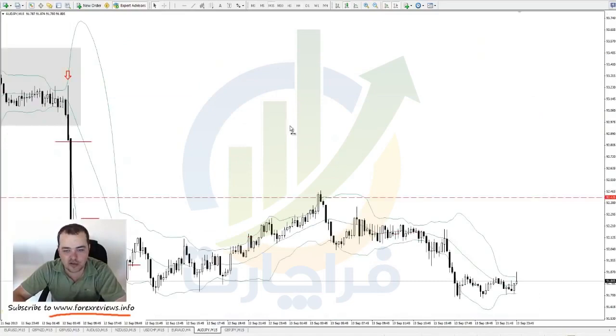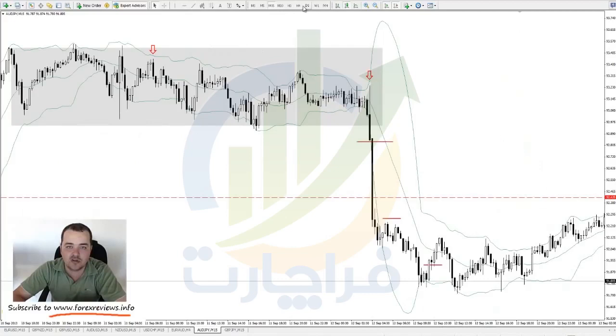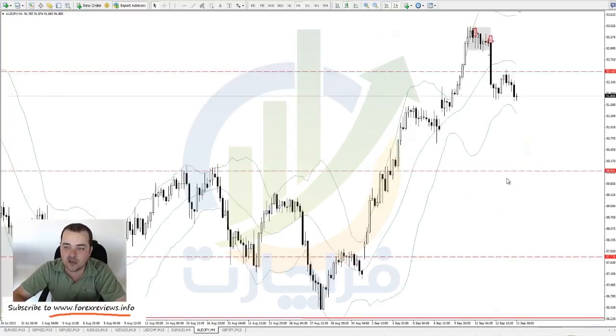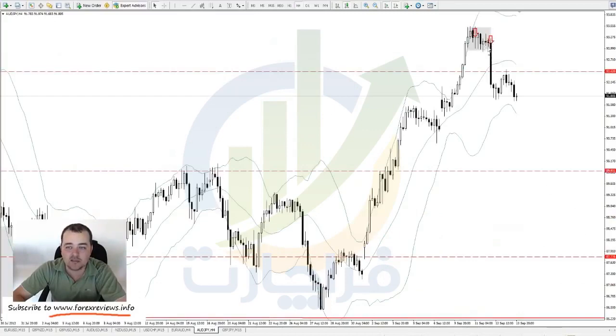AUD Jappy. Interesting pair. Like I said to you guys last week in the weekly forecast, around the 92.40, 92.50 area, we're going to get a lot of traders taking profit, so I expect a nice retracement. If you were buying this pair, you would have gotten out around there, a good take profit area around 92.50. It came in a bit later than I expected, but it did come in, and I just wanted to show you that in 15 minutes.